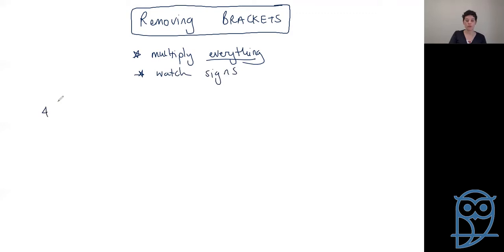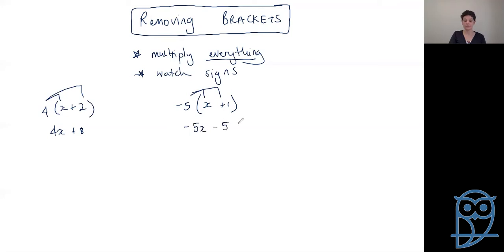So something like 4 times x plus 2. We need to go in to both. So 4x plus 8. Minus 5 times x plus 1, for example. Again, that minus 5 must go in on both. Minus 5x minus 5. And how about minus 2 times x minus 3? Again, minus 2 onto both, so minus 2x, watching the signs, plus 6.